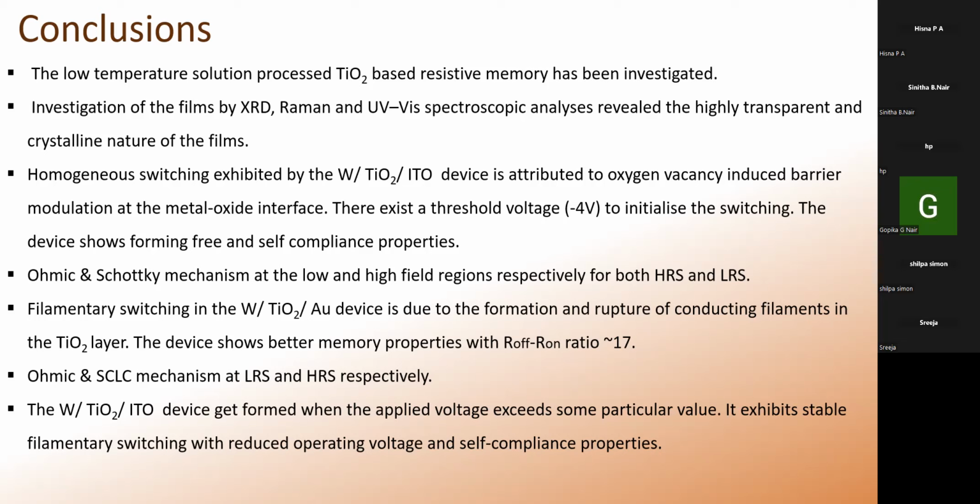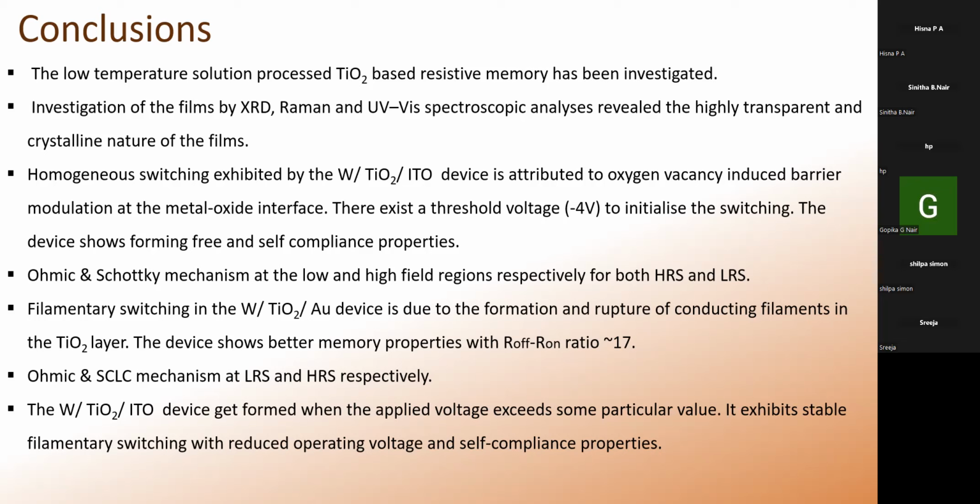So the conclusions are: low temperature solution process TiO2 based resistive memory has been investigated. The investigation of the film by XRD, Raman and UV spectroscopic analysis revealed the highly transparent crystalline nature of the films. Homogeneous switching exhibited by device 1 is attributed to oxygen vacancy induced barrier modulation at the metal oxide interface, and there exists a threshold voltage for switching. The device shows forming free self-compliance properties. Ohmic and Schottky mechanisms were dominant, and the filamentary switching in device 2 is due to the formation and rupture of conducting filaments in the TiO2 layer, and it shows better memory properties with an R on to R off ratio of around 17.